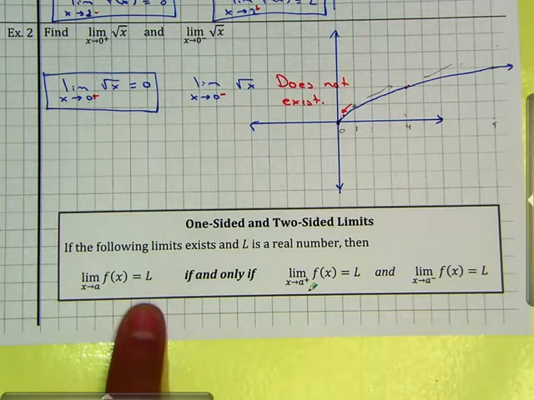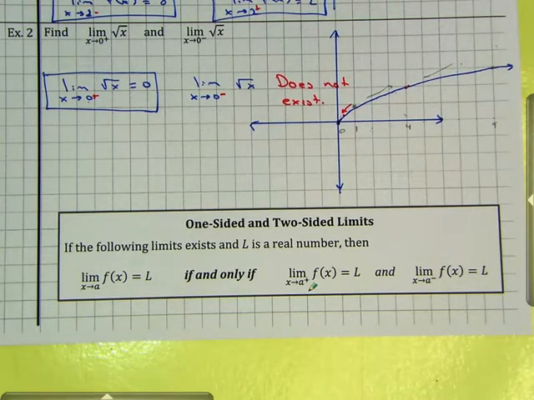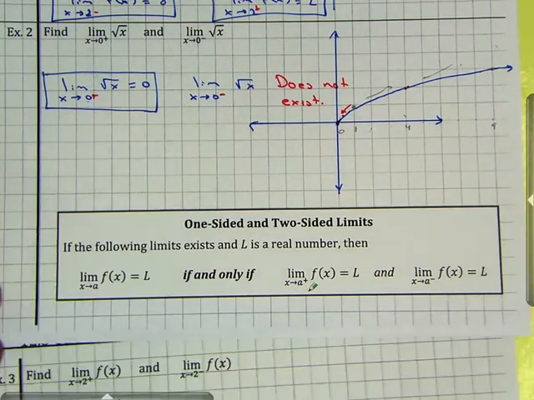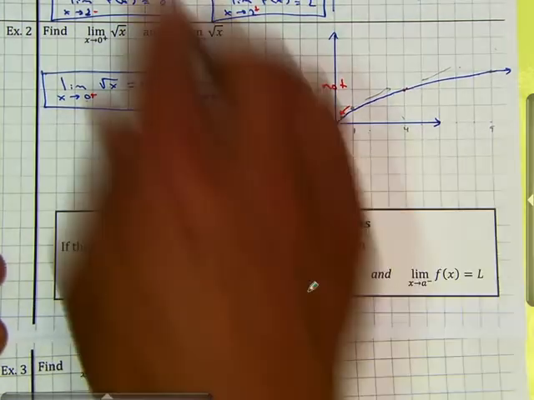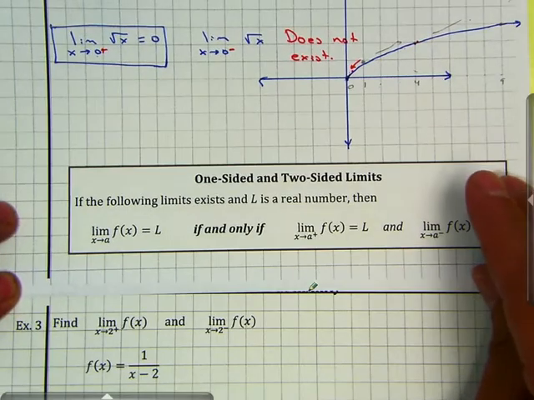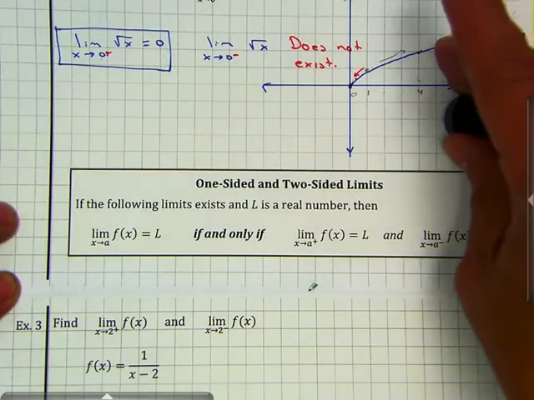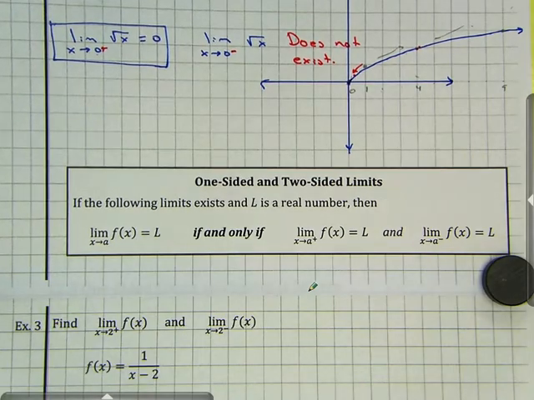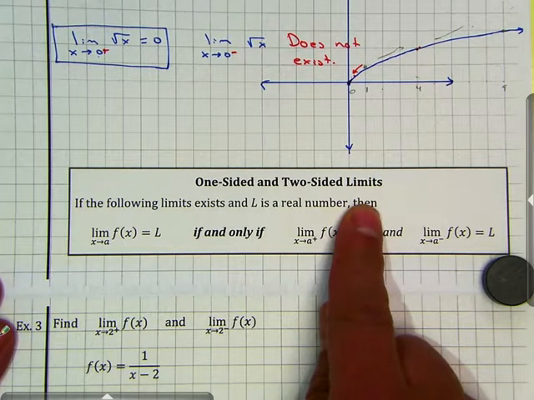Go and glue the next one, example number 3. Go and pause it, and we'll continue once everybody's ready. Excellent. So therefore, you should have it cut out, glued.